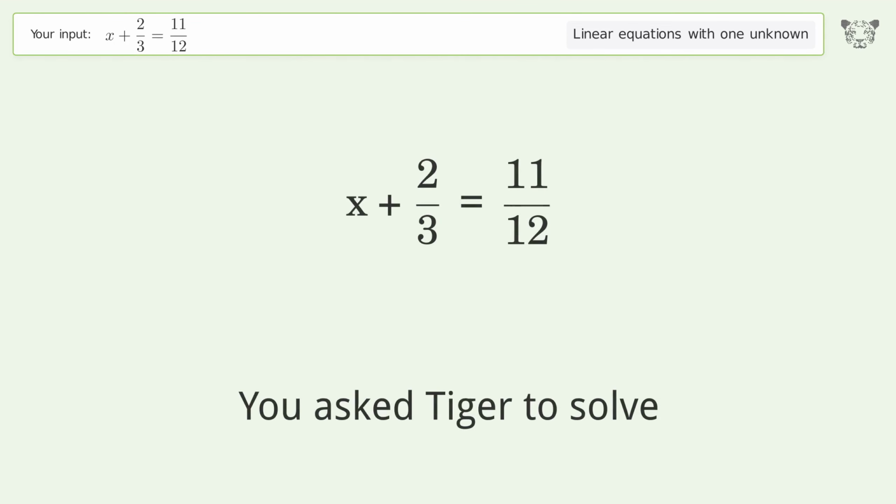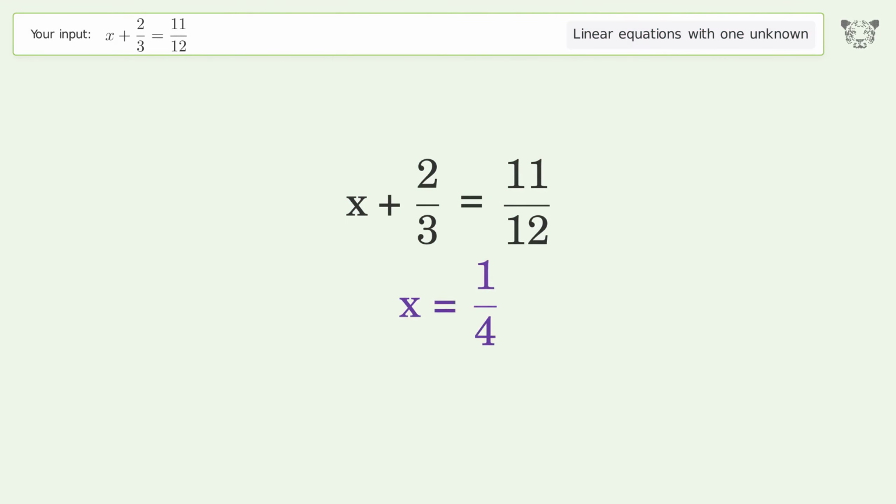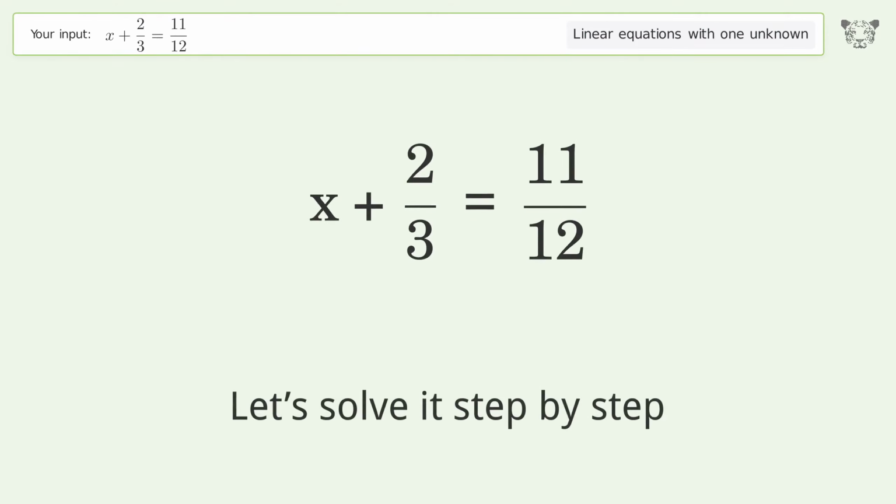You ask Tiger to solve this. This deals with linear equations with one unknown. The final result is x equals 1 over 4. Let's solve it step by step.